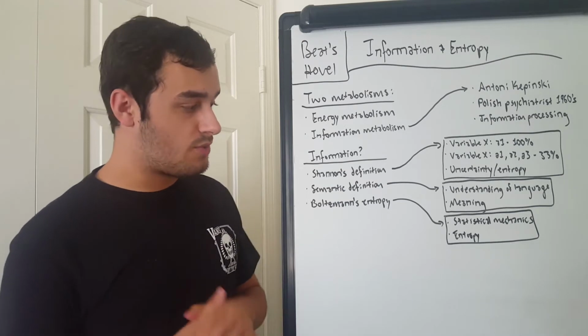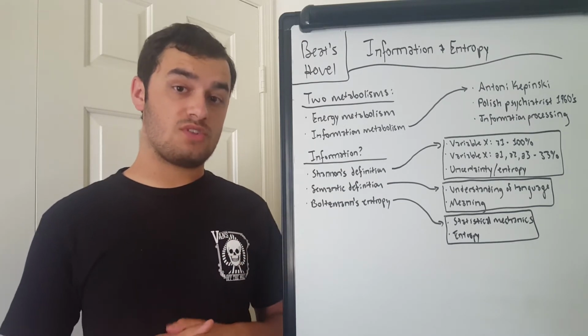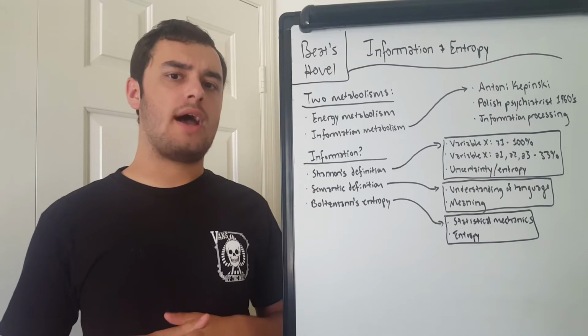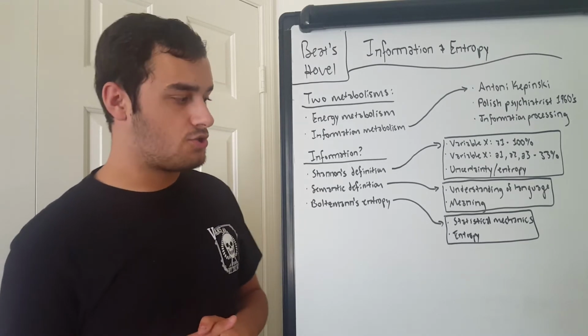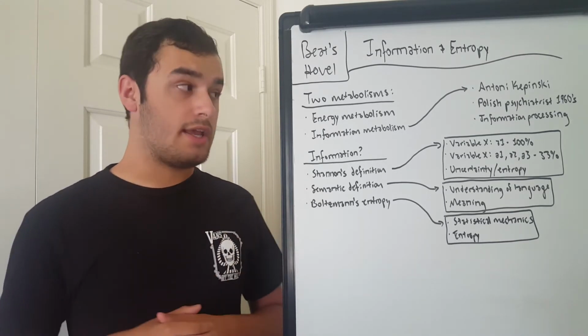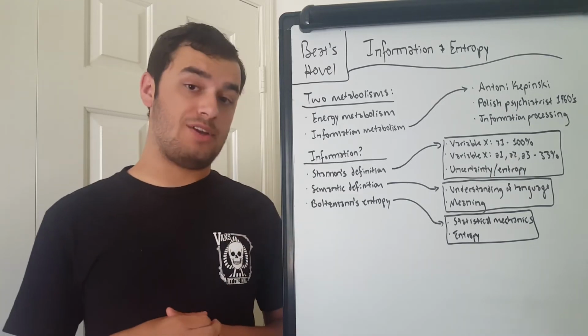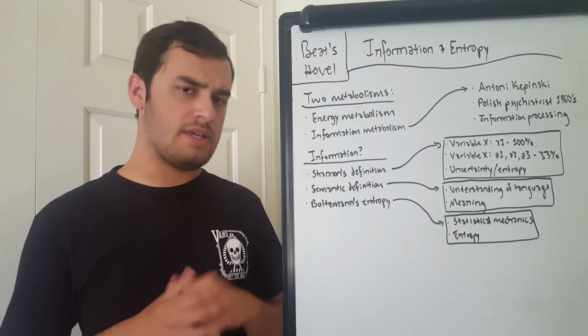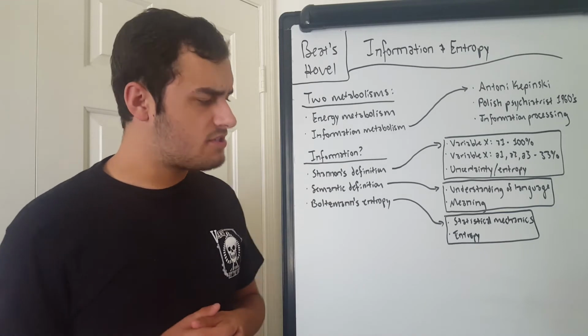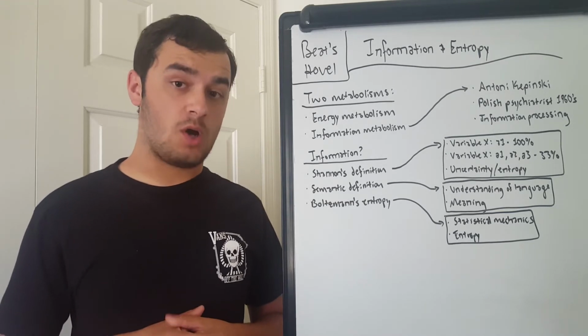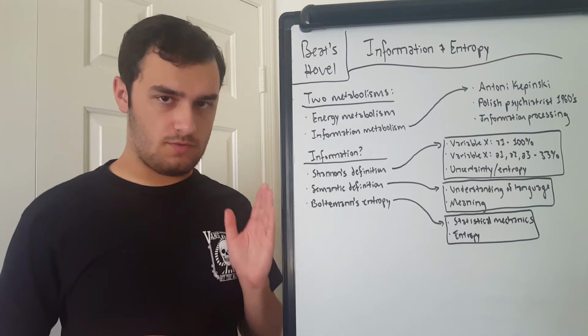However, there are 3 major definitions that have been used in the sciences over the years that I'm going to highlight here in this lecture, and then illustrate how they can all be pieced together to aid our exploration of information metabolism. So, let's begin. The first definition of information that I'm going to be talking about is Shannon's definition of information.